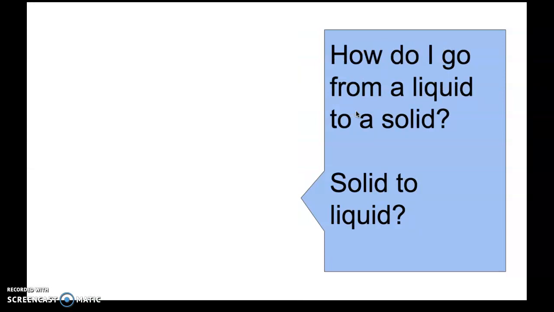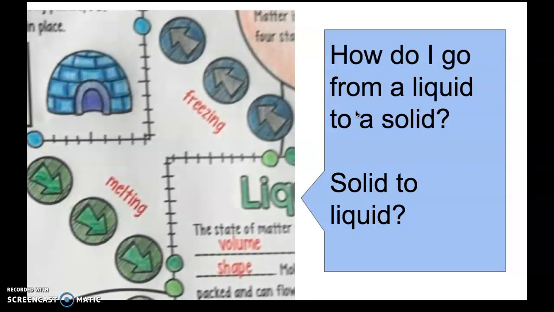How do I go from a liquid to a solid? Hopefully you'll tell me that from a solid to a liquid we are melting, and from a liquid to a solid, I need to freeze it. So I need to add heat, or add kinetic energy, when I melt, and I need to take kinetic energy away when I freeze.